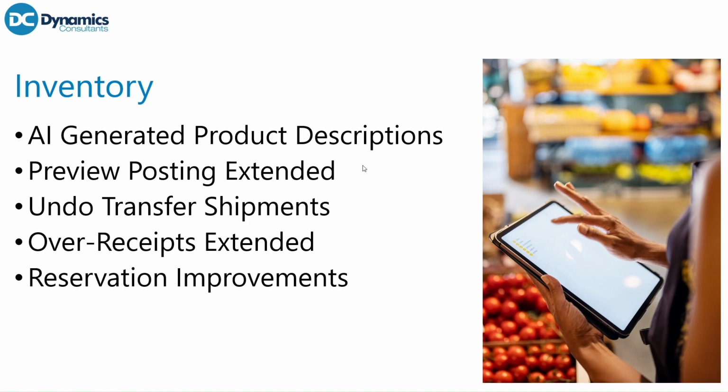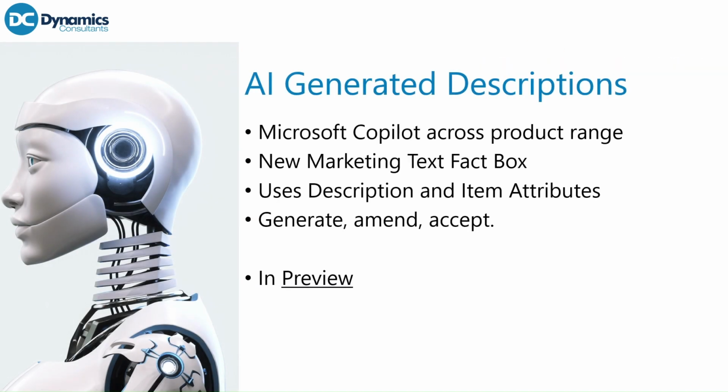So the first of these is AI generated product descriptions. There's been a lot of talk about AI in the last year. Obviously, ChatGPT exploded on the scene, I think, just before Christmas last year. And Microsoft are quite heavily backing some of the OpenAI functionality, and they're starting to incorporate it within their products. The name they're giving this is Copilot. So when you look at Microsoft 365, Business Central, Dynamics Sales, etc., you'll start seeing Copilot boxes appearing. The first one that's appeared in Business Central is the AI marketing text generation functionality.